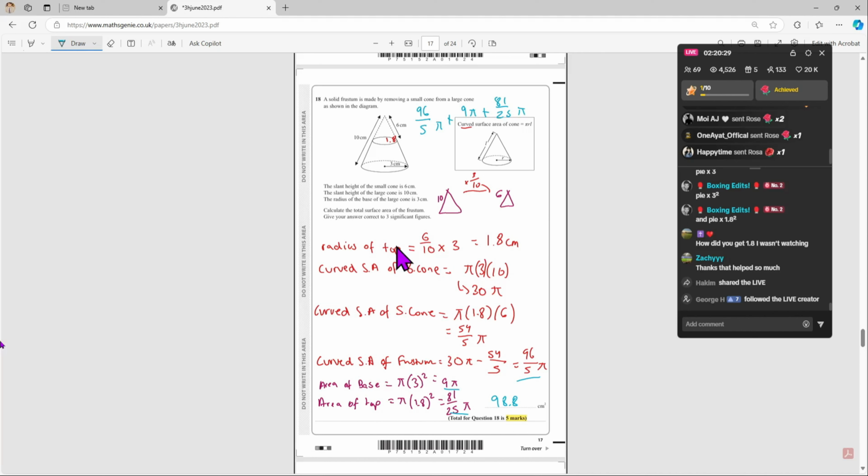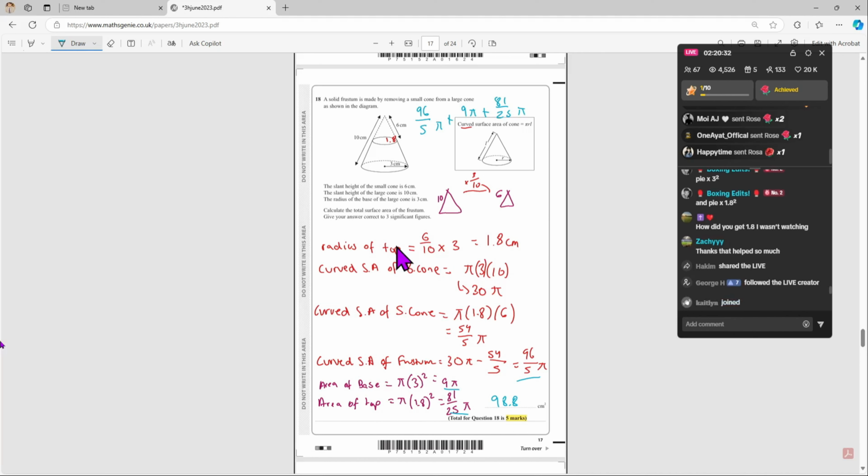So well done, guys, for getting that correct. This question was worth 5 marks. A 5-mark question.